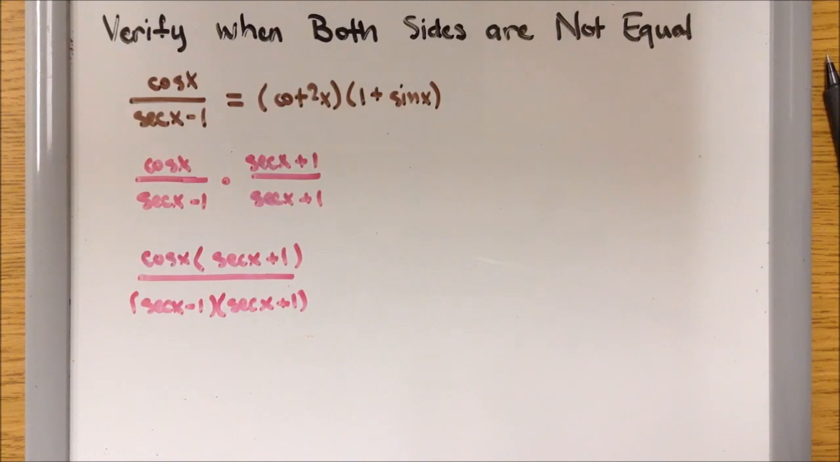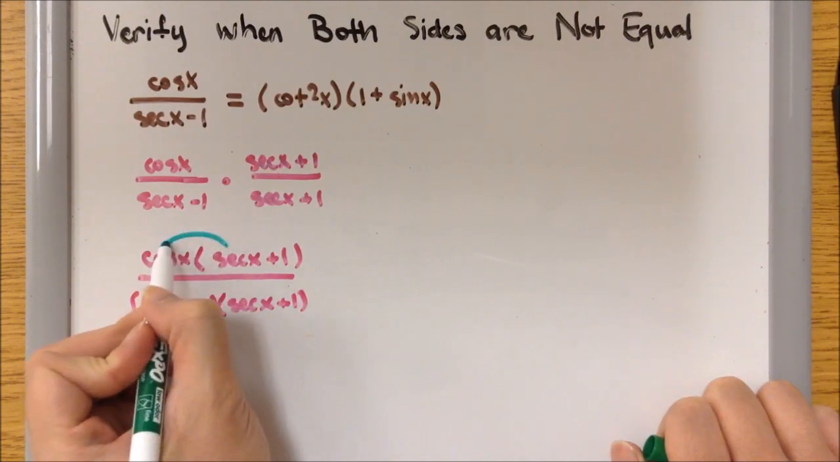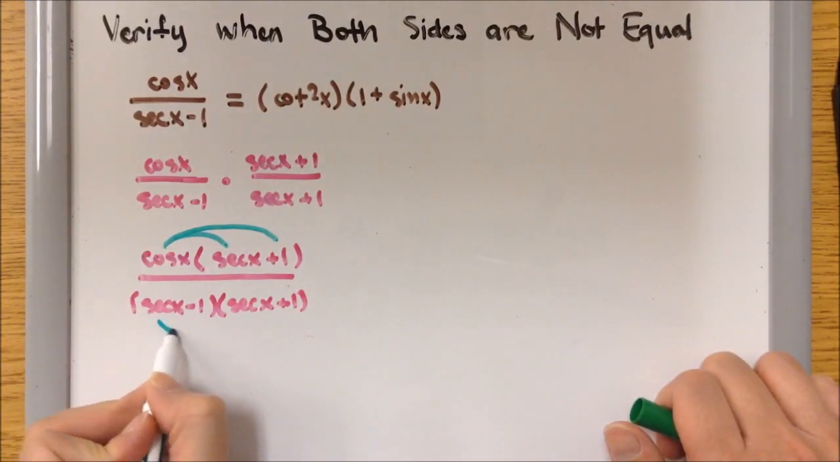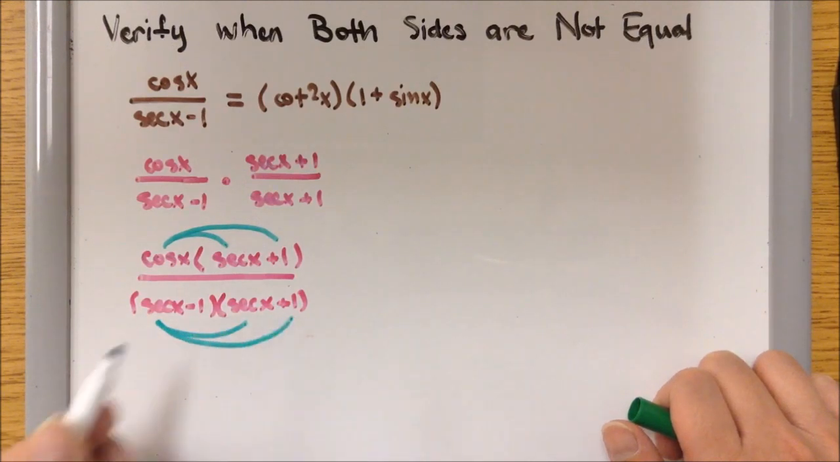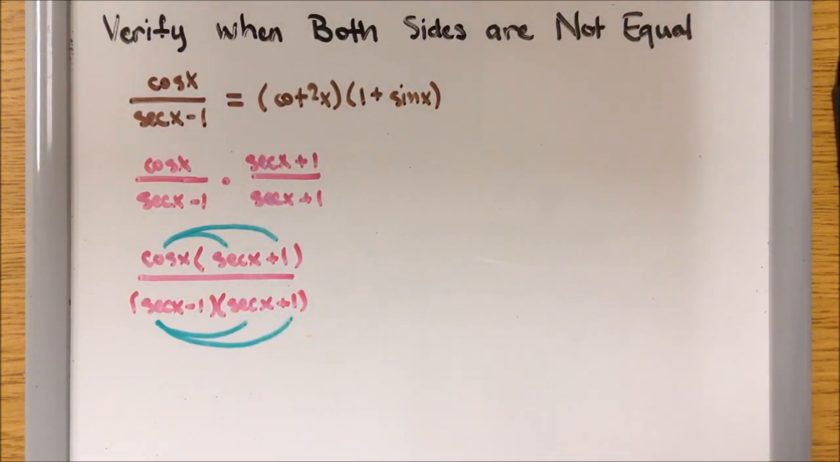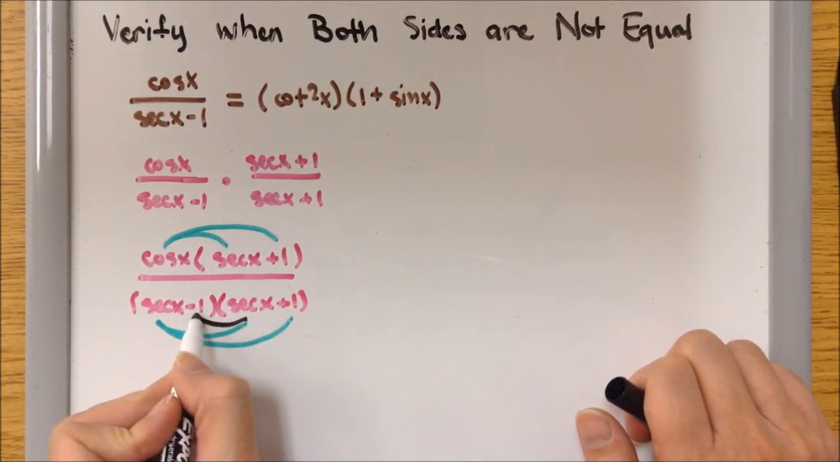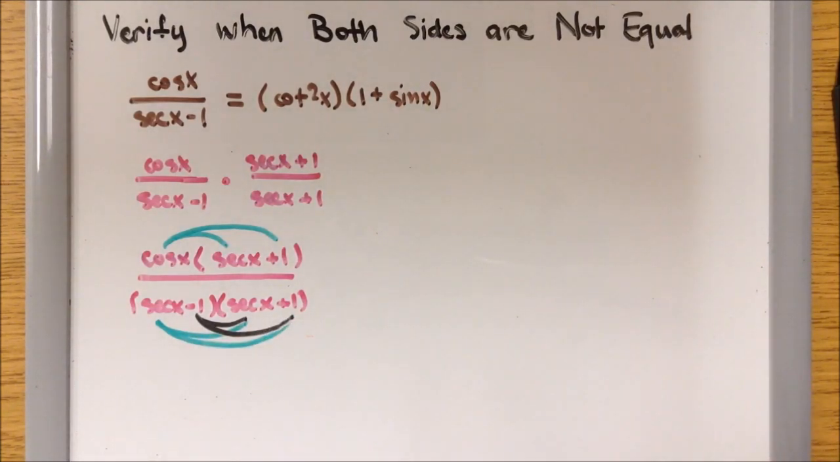So at this point, all I'm going to do is distribute the cosine to the secant and the 1 inside the parentheses. But on the bottom, we're going to FOIL. So secant x to secant x, and then secant x to 1. Don't forget about the negative 1 to secant x, and negative 1 to 1. So here we have to FOIL.